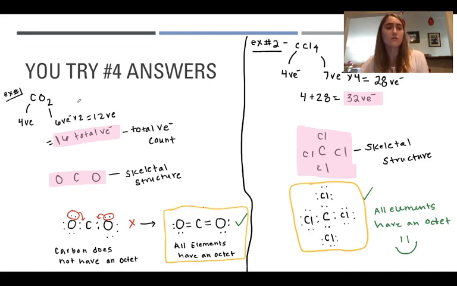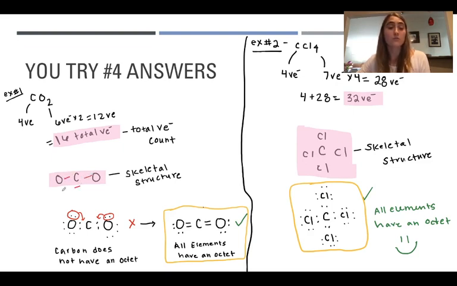Okay, so let's look at CO2 first. The first thing I did was say carbon has 4 valence electrons, oxygen has 6 valence electrons, but I have 2 of them, so I have 12 valence electrons total for oxygen. I'm going to tally up my 12 plus 4 valence electrons from carbon, and that's going to give me a total of 16 valence electrons, which means for my Lewis structure, I need to have 16 total valence electrons. The next thing I'm going to do is draw my skeletal structure. I know I have 2 oxygens and 1 carbon. So just to make it look even, I'm going to have an oxygen on either side of my carbon.